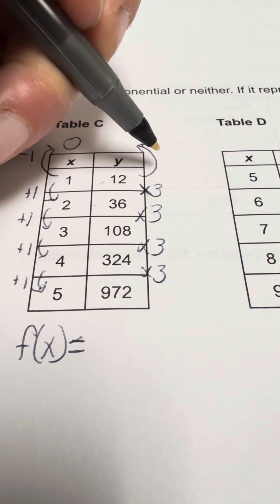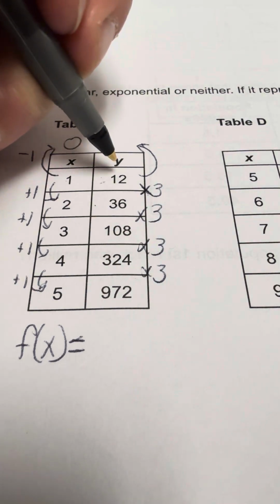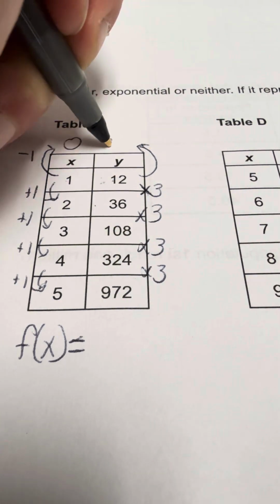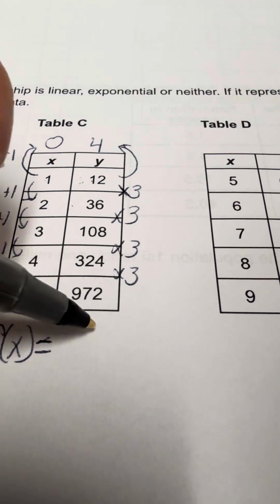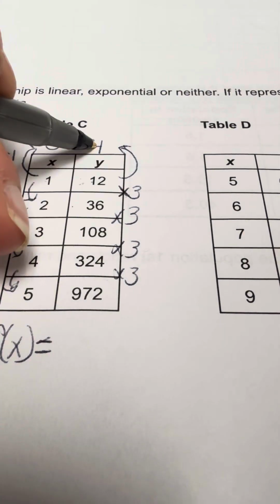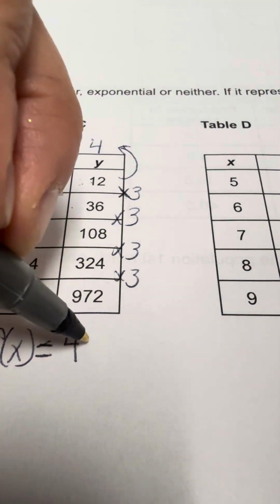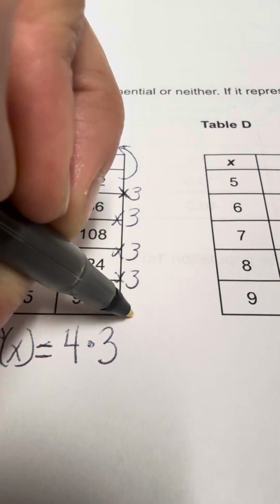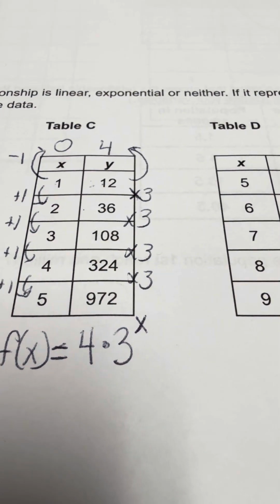So this is times 3. What we're going to do is the opposite of times 3, which is to divide by 3. So we take 12, we're going to divide by 3, and we get 4. So that ends up being a growth factor of 3 with a starting value of 4. So 4 times our growth factor of 3, and then to the x power. And that would be how you do your exponential function.